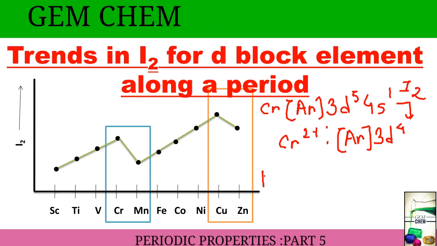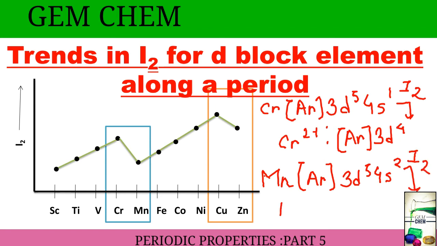Similarly for manganese, it is argon 3d5 4s2, and on losing 2 electrons it becomes manganese 2 plus, and the configuration is argon 3d5.